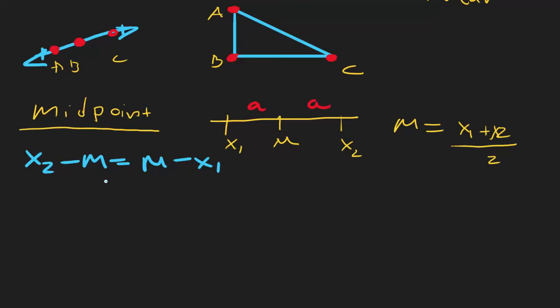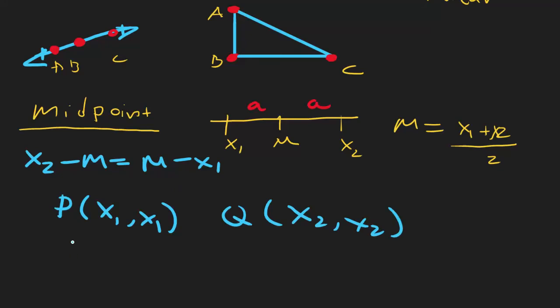Okay, so similarly, this tells me that if I have points P of x1, y1 and Q of x2, y2, then in any case, the midpoint similarly is given by the average of the two points, x1 and x2. Let's write this a little bit better. That's divided by 2, and that's comma, x1 plus x2.